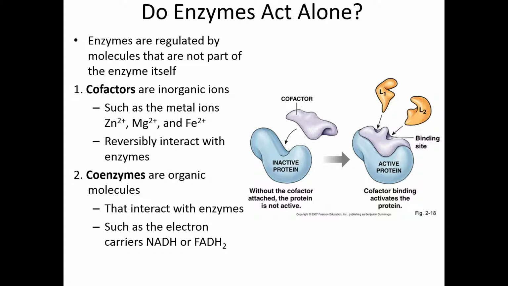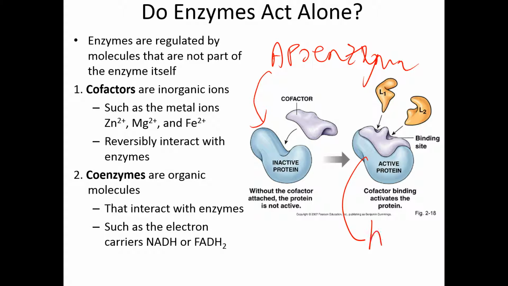Coming back to this idea of cofactors and coenzymes. Enzymes don't act alone. Here you have your apoenzyme, and here you have your holoenzyme, because you have your cofactor plus your protein. That makes your holoenzyme. Cofactors are things like ions, metal ions, so zinc, magnesium, iron.